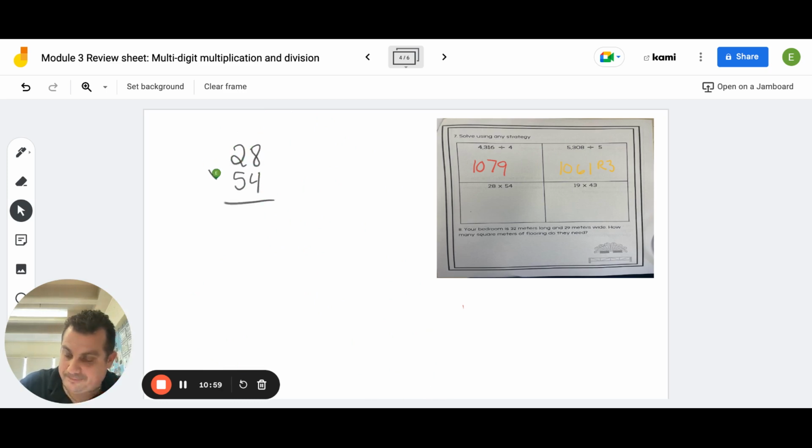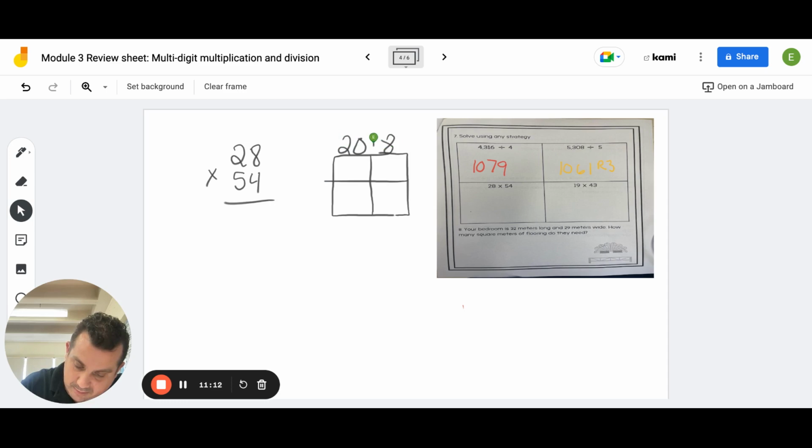You could choose. You could do either method. You could either do the standard algorithm, or you could show an area model, 20 plus 8, 50 plus 4. You choose whichever one you want. We're leaving that up to you, all right? If you show both ways, make sure they're both correct. And if you do both ways and you have differing answers, then you know you made a mistake somewhere. So that's a built-in check when you're multiplying.